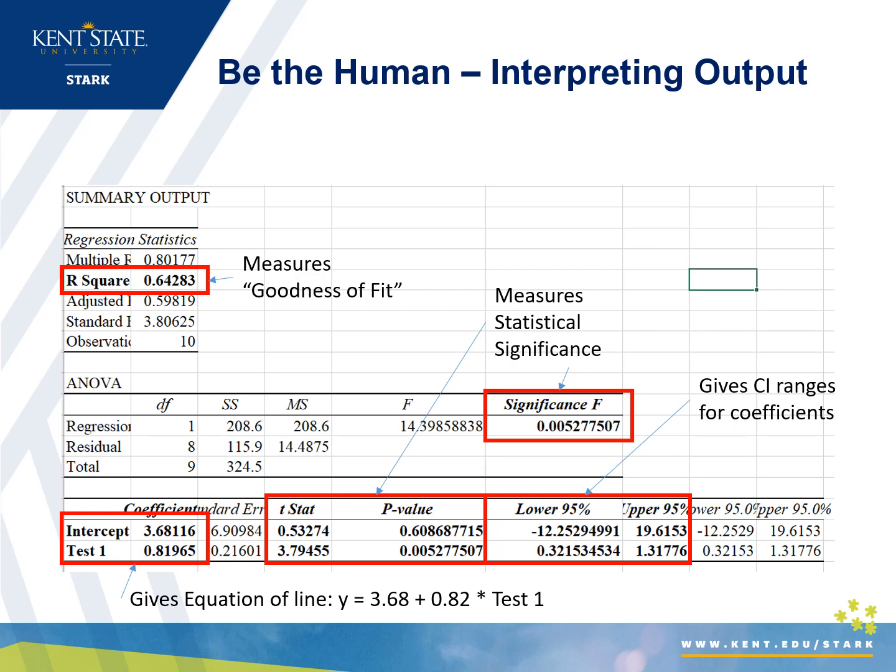However, it looks like test 1's slope has a p-value of 0.005. That's definitely less than 0.05, so that indicates that the slope is statistically significantly different from 0. Now you may also notice that in this case the p-value for the slope looks like it's basically the same as the significance F p-value.